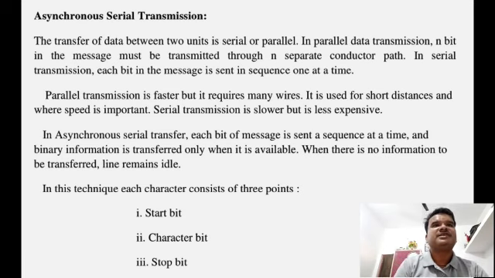In asynchronous serial transmission, each bit of the message is sent in sequence, one at a time, and binary information is transferred only when it is available. When there is no information to be transferred, the line remains idle. In this technique, each character consists of three parts. First is the start bit, second is the character bits, and the third is the stop bit.